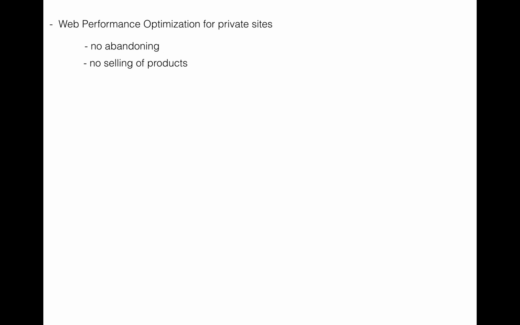In this session, let us discuss web performance optimization for sites that are not public. That is, web performance optimization for internal private sites. Now, internal private sites or internal private web applications corresponding to a particular organization or a particular enterprise typically don't care or bother about any abandoning probabilities or abandoning rates. And also, such apps are designed not for selling any kind of goods or products.